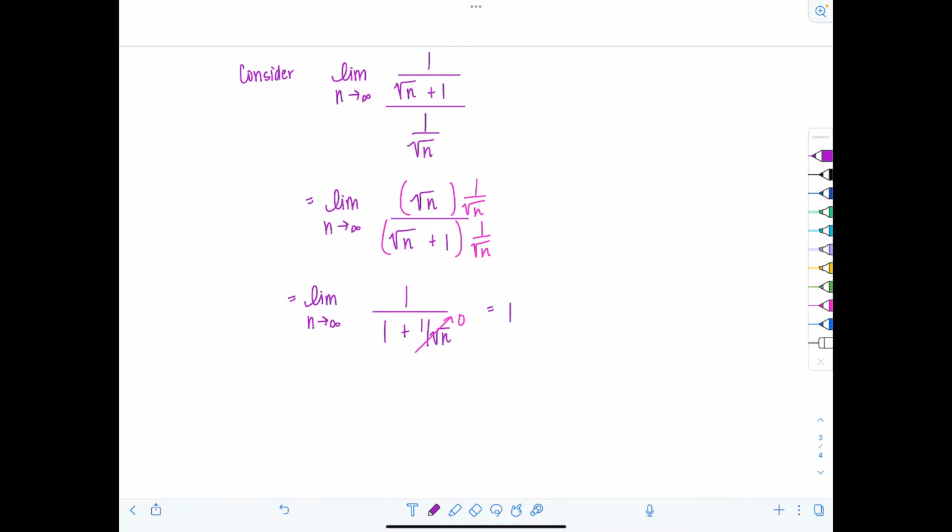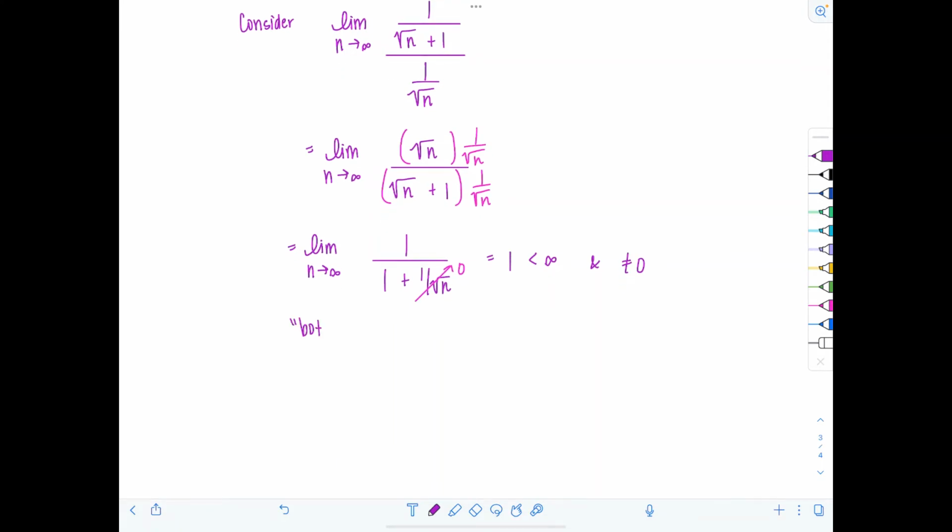So what does this tell me? Well, this limit exists as a finite number, right? It's finite and it's not 0. So what does that tell me? Both series behave the same. So when you do the limit comparison test, whatever you compared it to, if you get a finite non-zero result from that limit, then your series will do the same thing as the one you compared it to. So we compared it to a divergent p series. That means ours will also diverge.